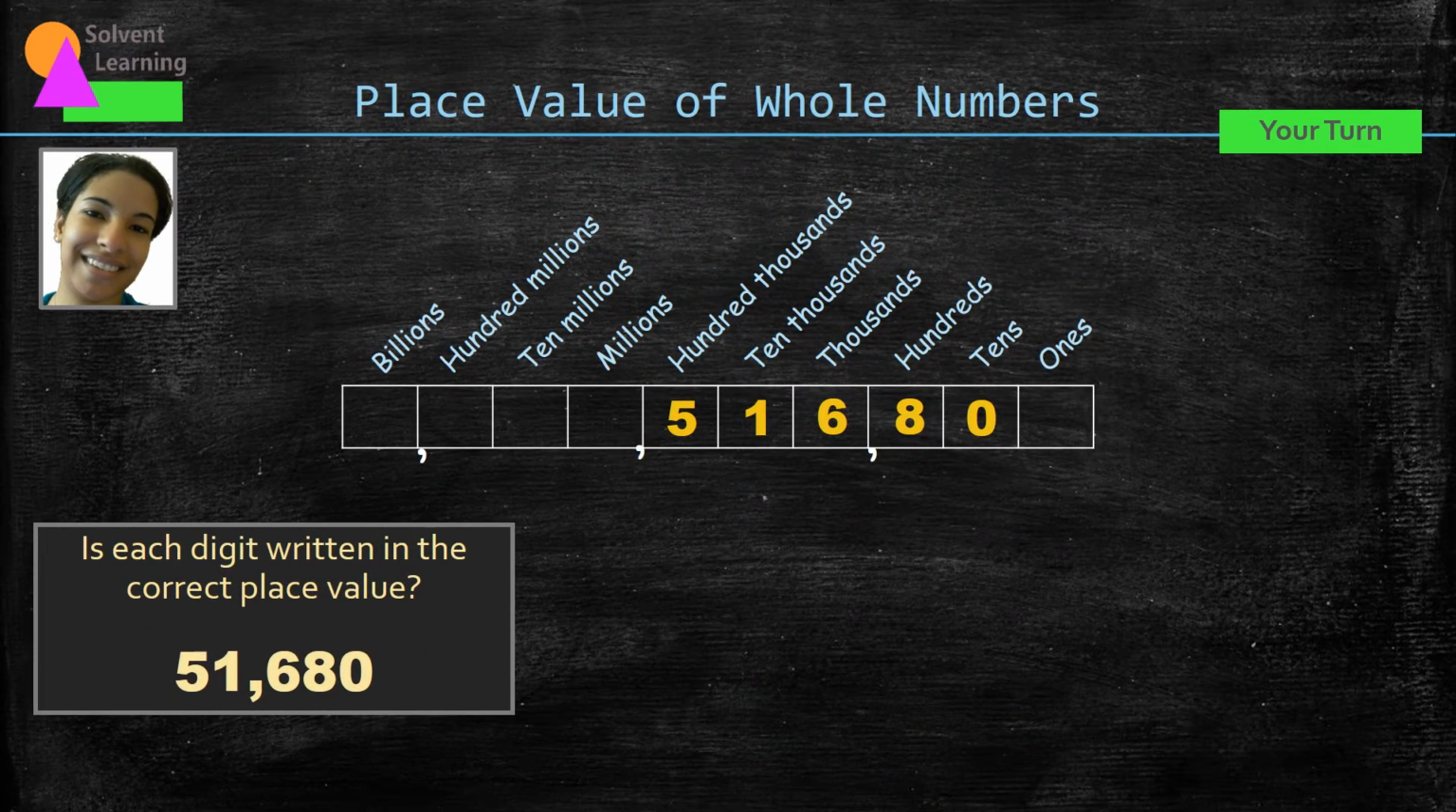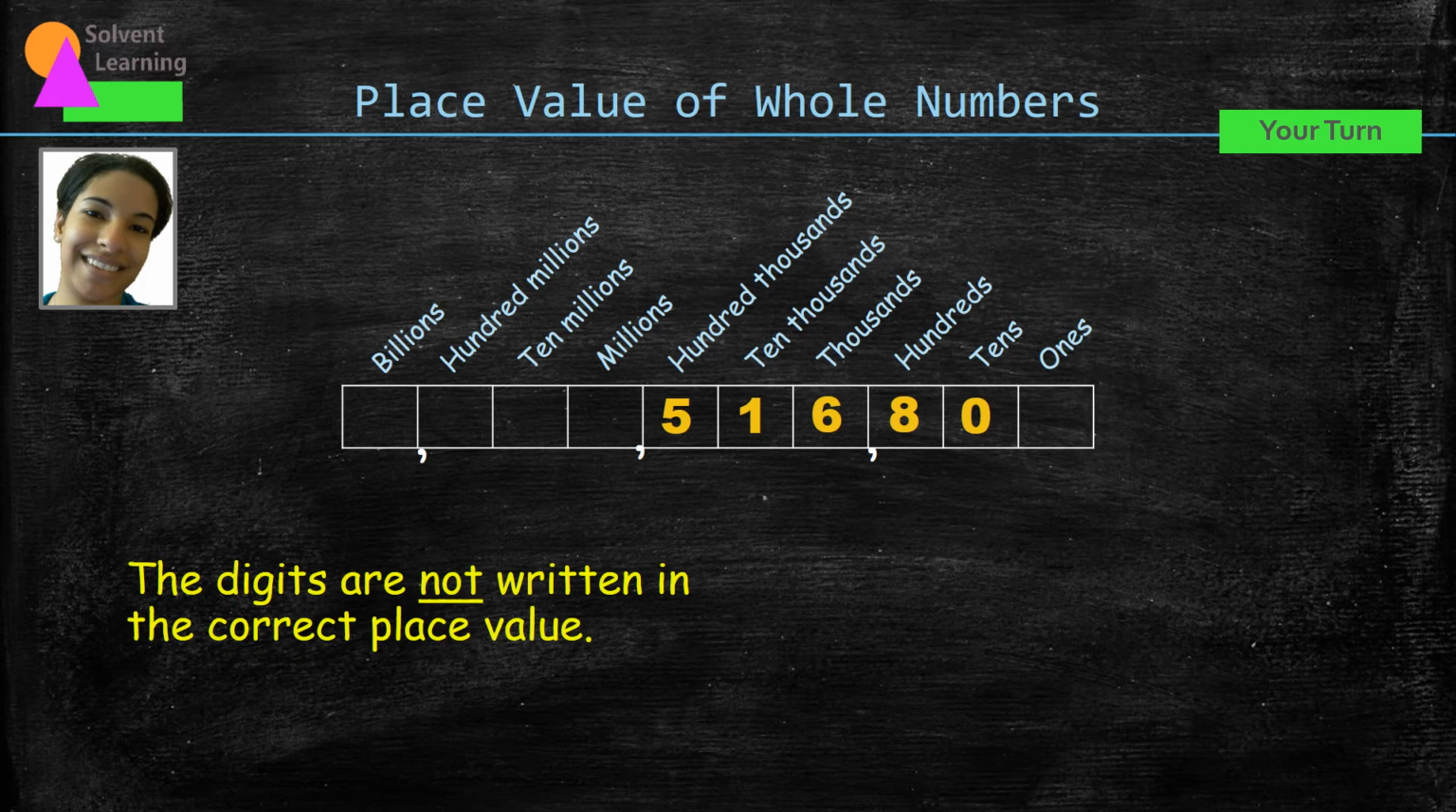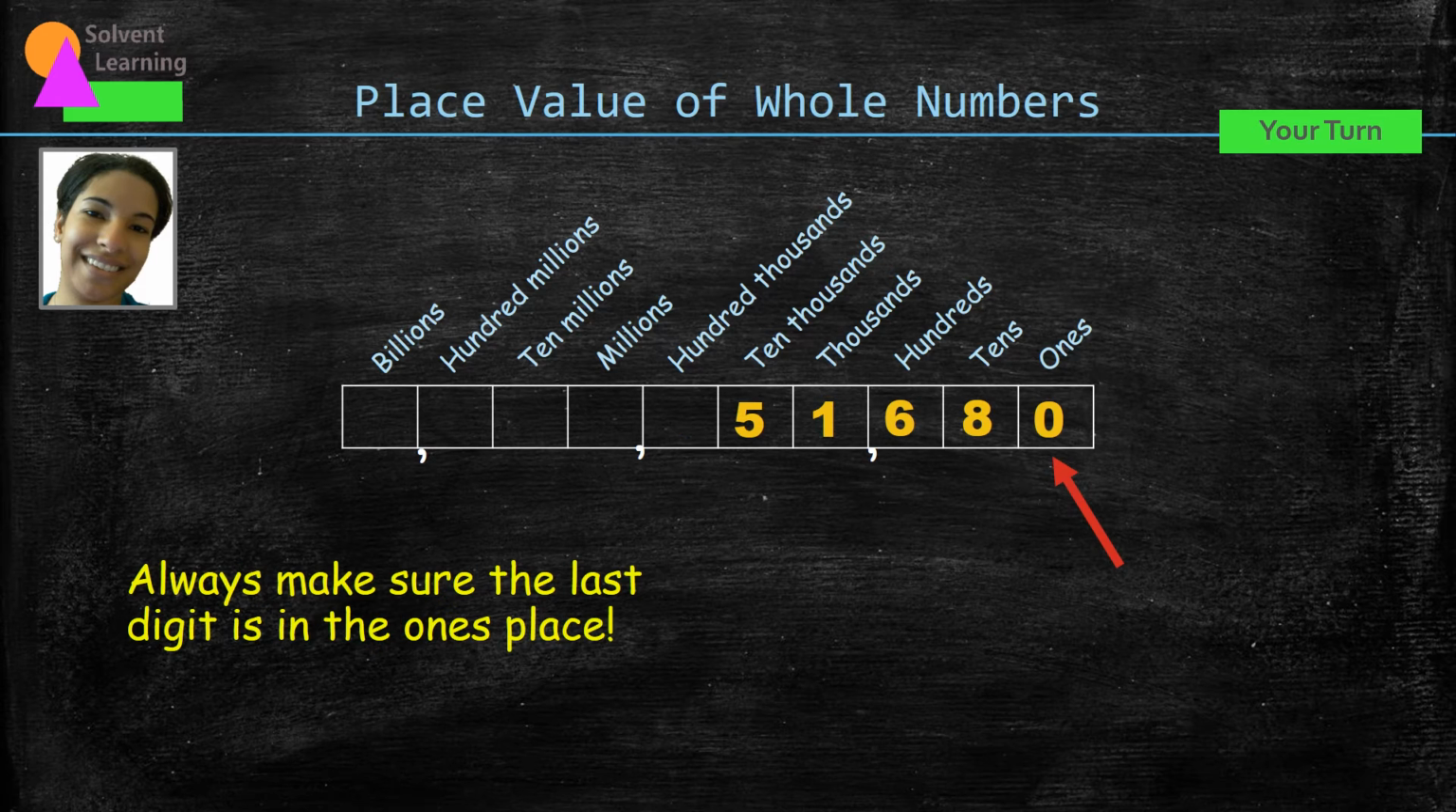Is each digit written in the correct place value? The digits are not written in the correct place value. The last digit is not in the ones place. We always want to make sure that the last digit is in the ones place. Now we can see the number written correctly.